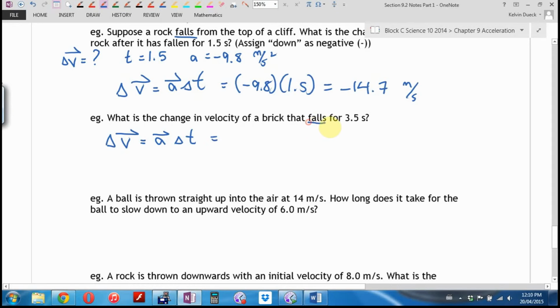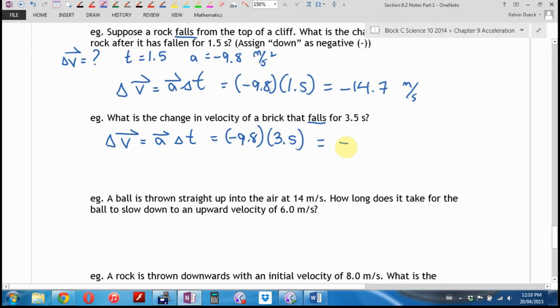Because they told me falls, which means gravity acceleration is negative 9.8 times 3.5. Negative 9.8 times 3.5. Can I do that one in my head? Ooh, that's a bit yuck here.